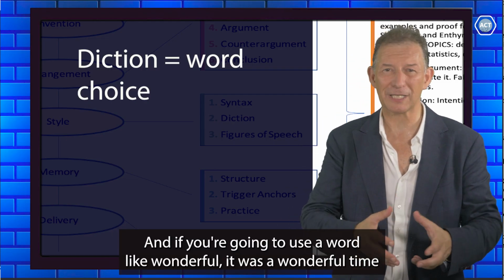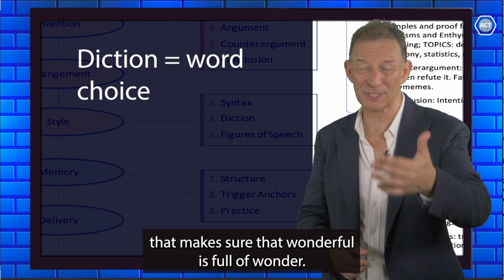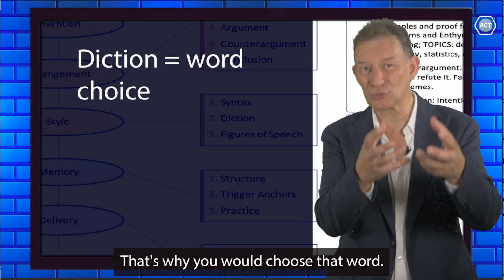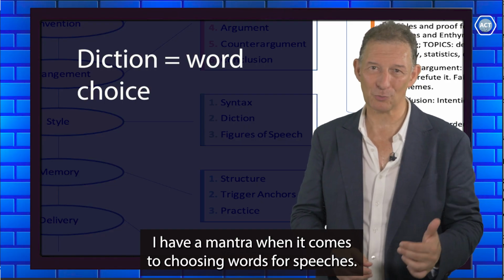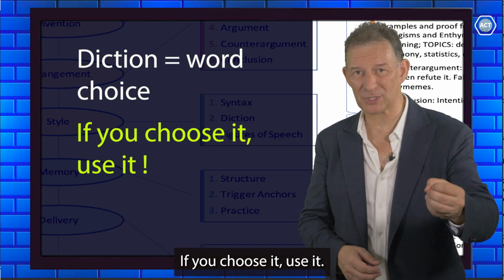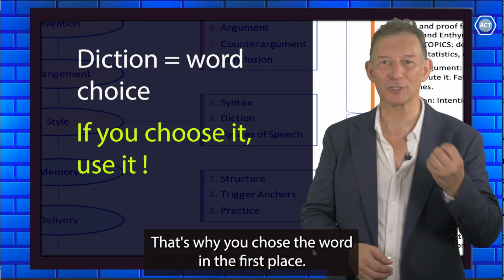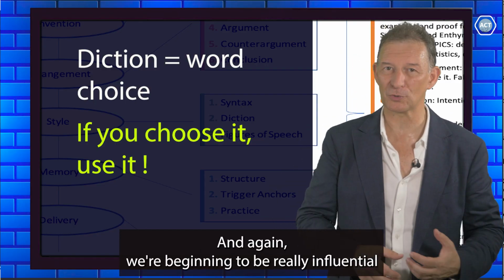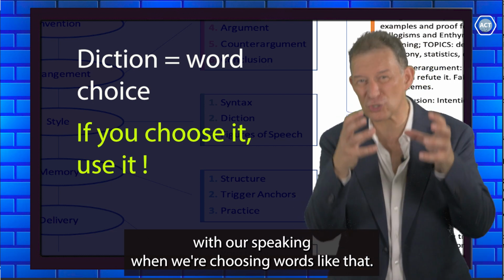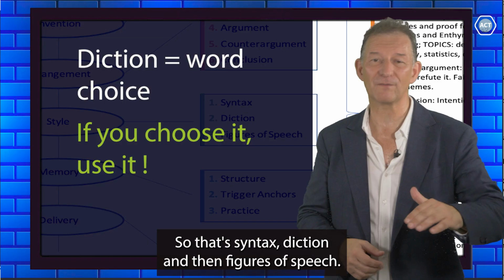And if you're going to use a word like wonderful, it was a wonderful time, then make sure that wonderful is full of wonder. That's why you would choose that word. I have a mantra when it comes to choosing words for speeches. If you choose it, use it. Get the value from the word. That's why you chose the word in the first place. And again, we're beginning to be really influential with our speaking when we're choosing words like that. So that's syntax, diction, and then figures of speech.